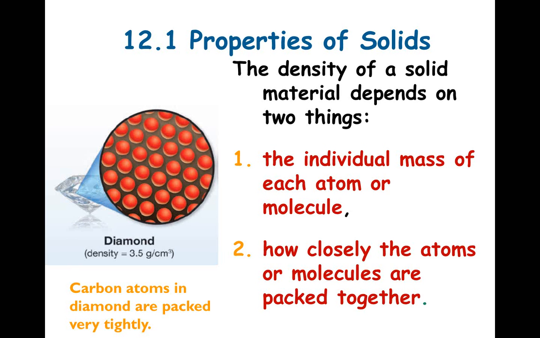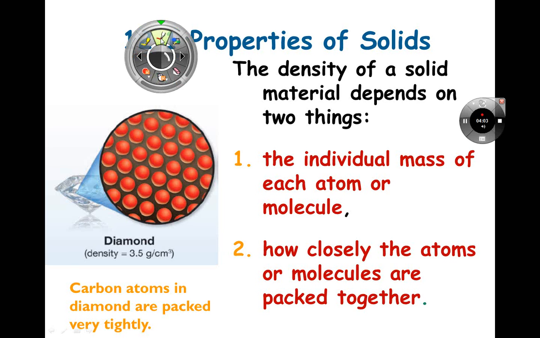Properties of solids. The density of a solid material depends on two things. You need to know this. The mass of each atom or molecule and how closely these molecules are packed together. You might remember this when we talked about density, where you had the heart, where we love density. Do you remember that? You have the mass over the volume. Depends on two things, mass and volume. How tightly these things are packed together is called its volume.